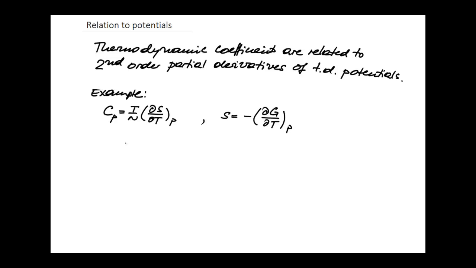But this implies immediately that you can write the specific heat at constant pressure as minus T over N times the second order partial derivative of free enthalpy with respect to temperature at constant pressure. So up to a prefactor, this is a second order partial derivative of a potential.